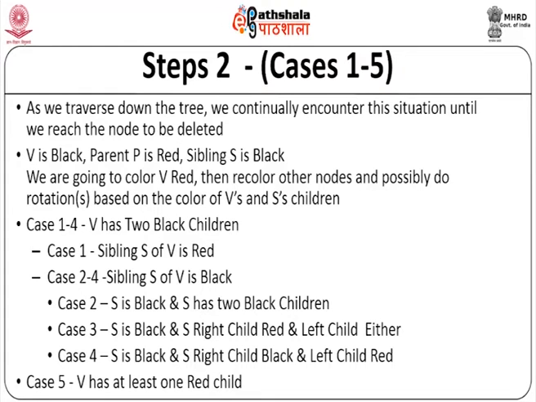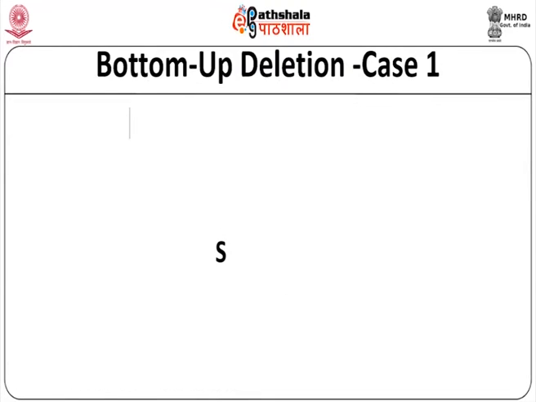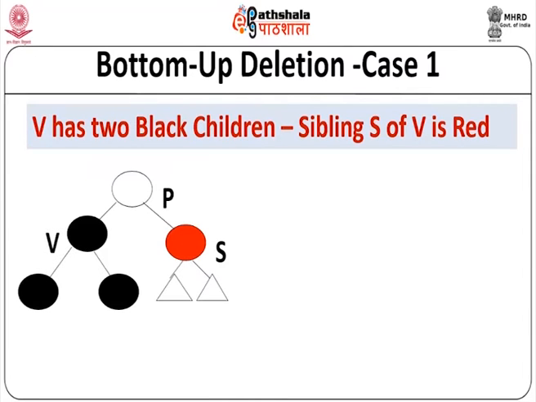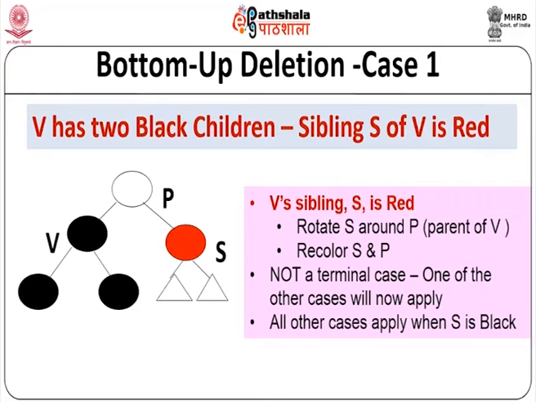Case 5 is V has at least one right child. Now, let us look at an example. This is an example. V has 2 black children, so sibling S of V is red. Now, what you do is rotate S around P, P being the parent of V as we saw, and recolor S and P. It is not a terminal case, one of the other cases will now apply. All other cases are when S is black, so this is the only case when S is red.